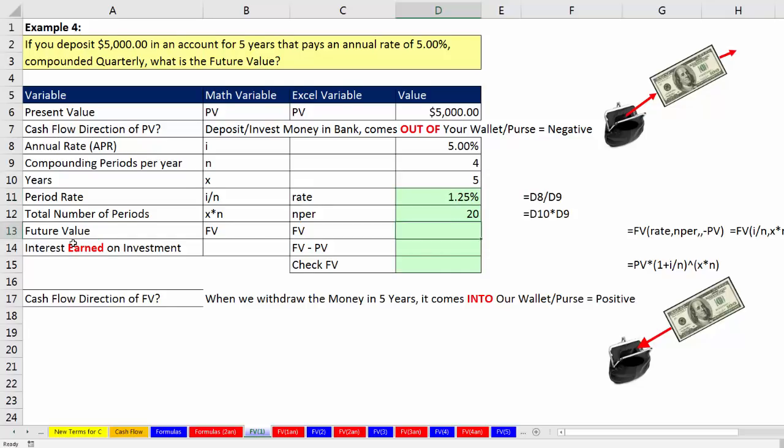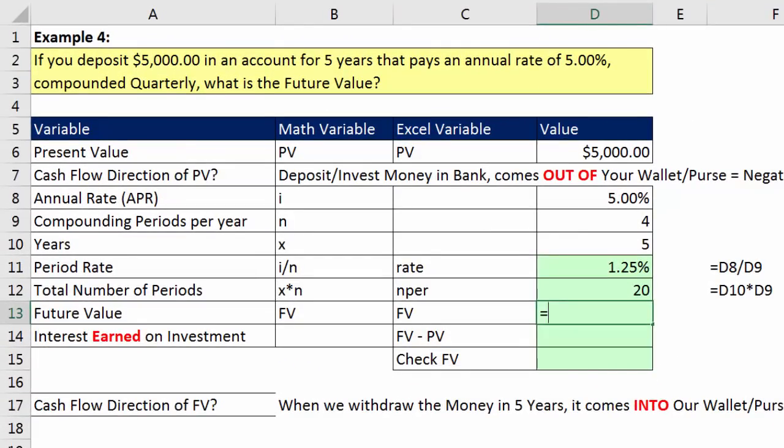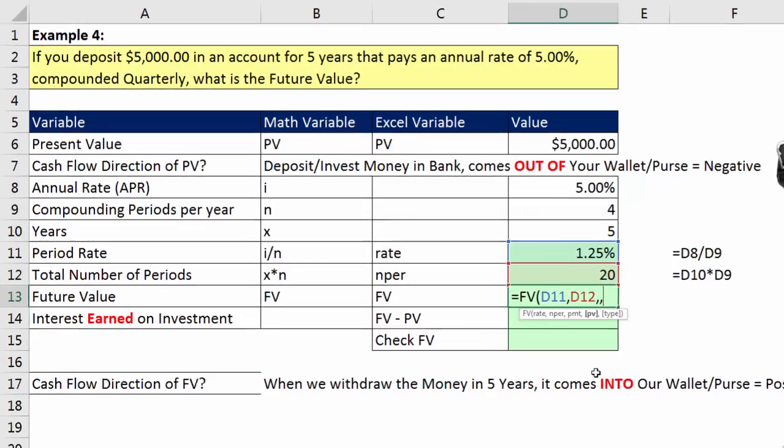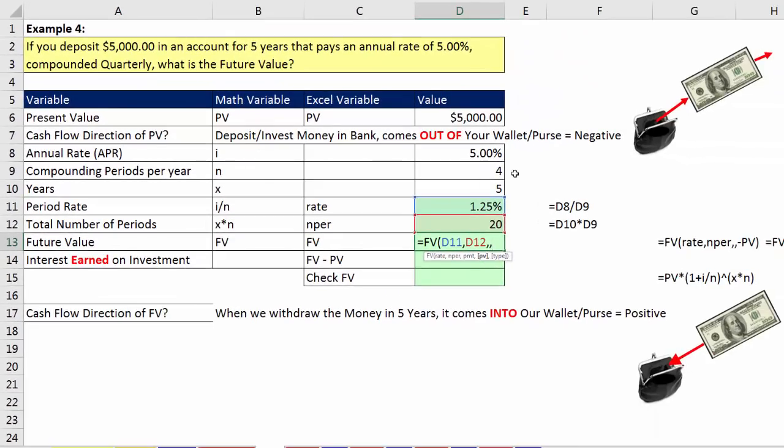Now we can calculate our future value. I'm going to use the equals FV function, the rate. Don't forget, that's the period rate. There it is, 1.25%, comma, total number of periods, that's 20, comma. We don't have any quarterly payments for this lump sum example here, so I'm going to type a comma to skip that. The present value, it's going into the bank but out of our wallet. So I'm going to put a minus and then click on 5,000. We don't need the last argument, so we simply close parentheses and enter.